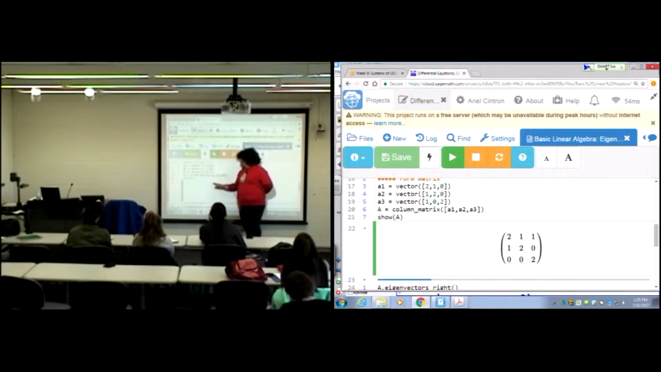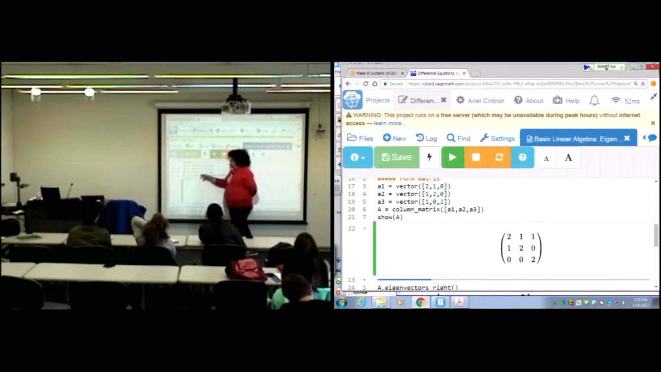Okay, so there's a command vector. You specify the entries of the column enclosed by square brackets separated by commas. The first column has values 2, 1, 0. They're separated by commas, but they are also enclosed by square brackets. Similarly, for the second column, you have numbers 1, 2, and 0, and the last column 1, 0, and 2. All of them were defined with the command vector. Each of those is stored in a variable that I chose to name A1, A2, A3. You can name it whatever you like.